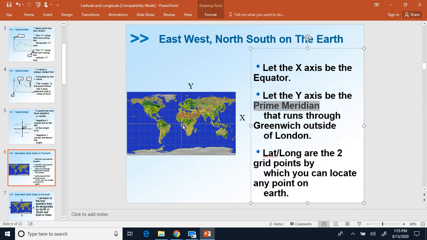So this y line right here, this is 0 y. We call this the prime meridian. Unlike the equator, which is pretty easy to figure out, because it's halfway between the North Pole and the South Pole, we don't have an East Pole and West Pole. So how do we figure out the prime meridian? Well, we kind of just made it up. We said, we're going to make up a line here that goes through Greenwich, England.